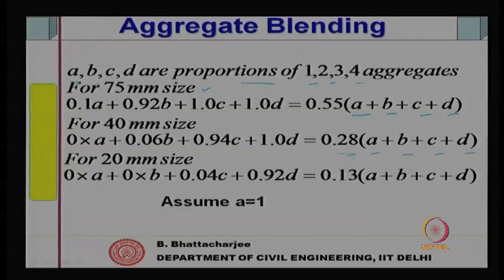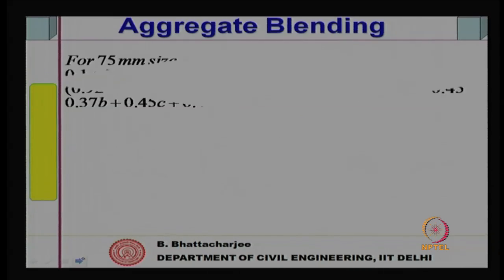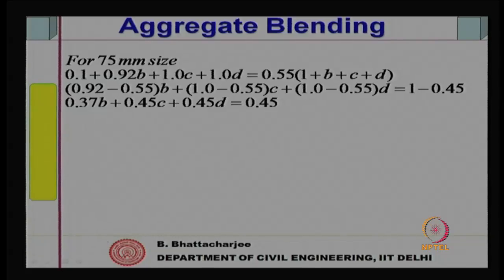If I assume A equals 1, the rest can all be obtained as a fraction of A itself. So, assuming A equals 1 for 75 mm size, this is 1 and this is given. I get an expression involving B, C and D.